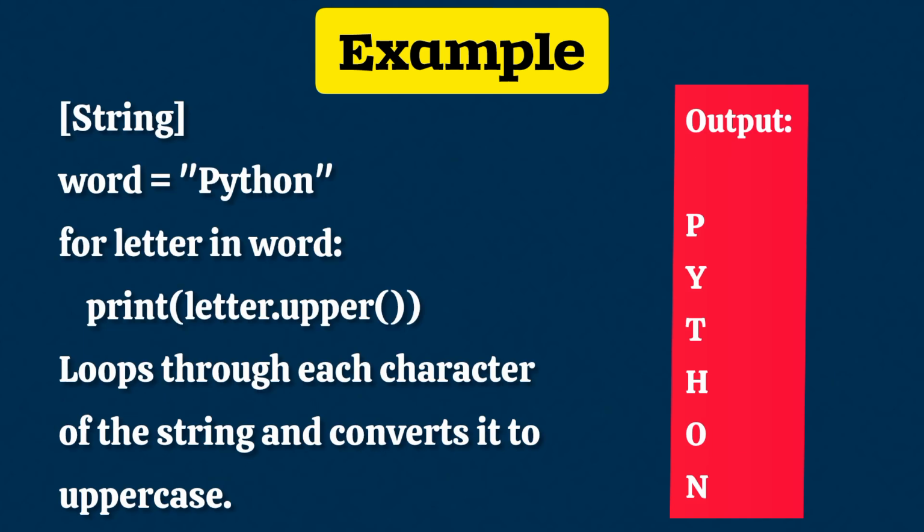Here is an example of a Python string. We created a string called word with the value Python. Using a for loop, we go through each character of the string. Inside the loop, we convert every letter to uppercase, so the output will be P, Y, T, H, O, N. This shows how a loop can handle strings character by character.